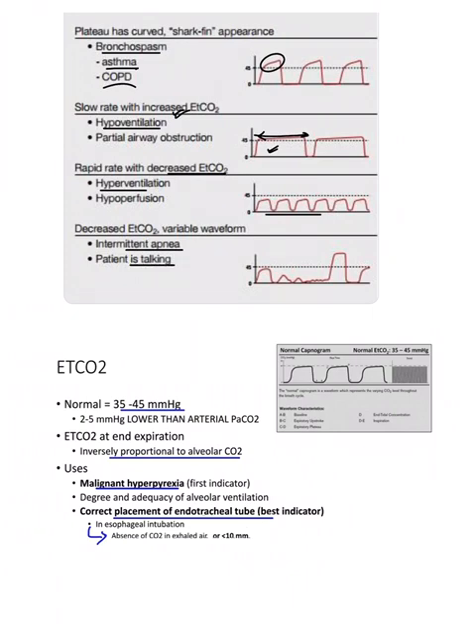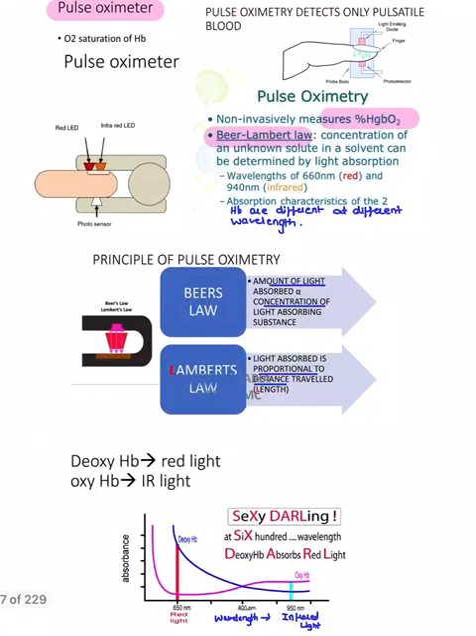ETCO2, end tidal CO2, the normal pressure is 35 to 45 mmHg. This is used as the first indicator for the diagnosis of malignant hyperpyrexia, and to know whether you have put the correct placement of the ET tube or not. If you have gone into the esophagus, it would show changes in the end tidal CO2 curve.